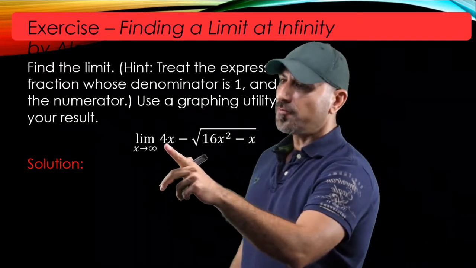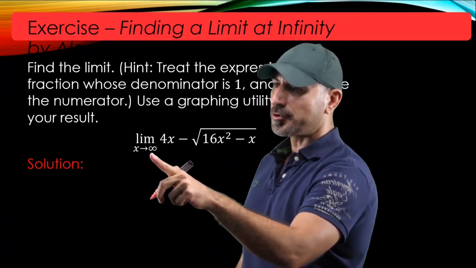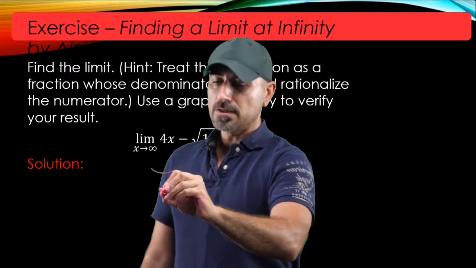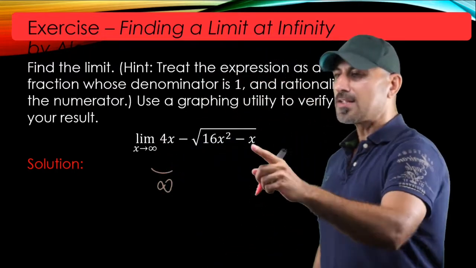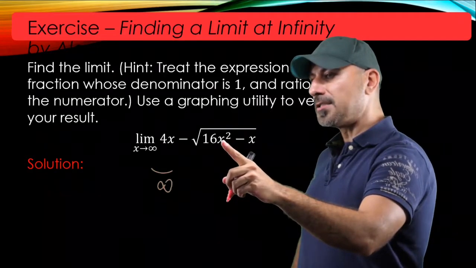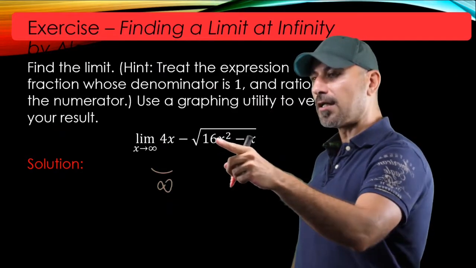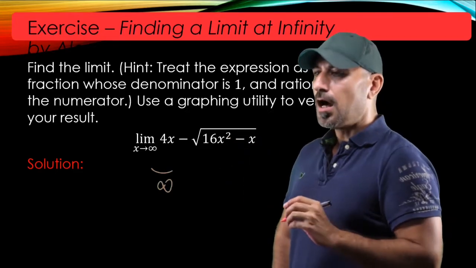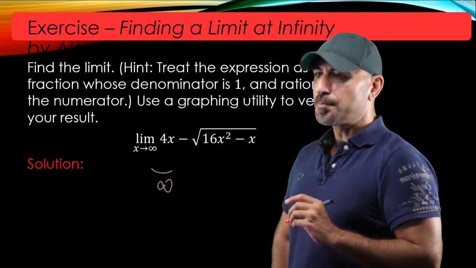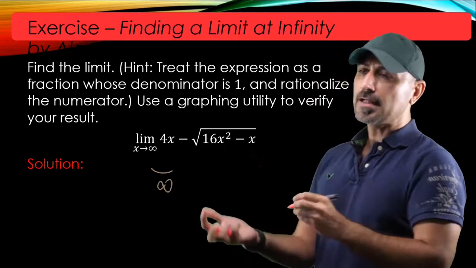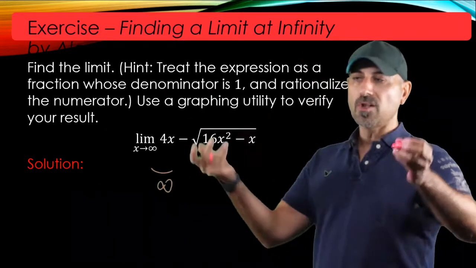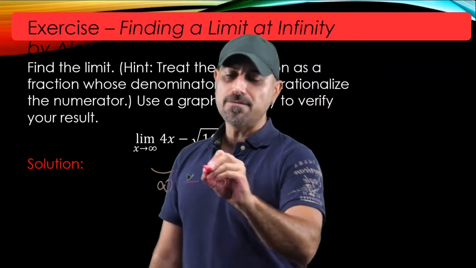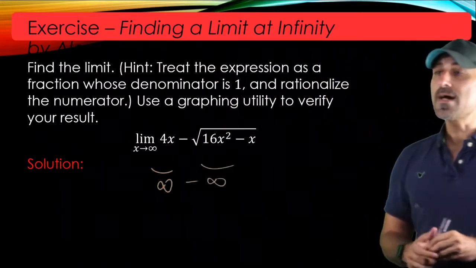Well, as you see, 4 times x is going to approach infinity because x is approaching infinity, right? So this is going to be infinity. And as well, you have the highest degree term here to be x squared inside the radical. So inside the radical, the function approaches infinity. So the radical of infinity is still infinity. Radical of a large number is still a large number. So you have essentially infinity minus infinity.